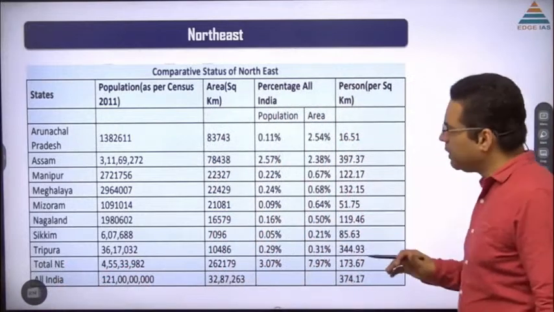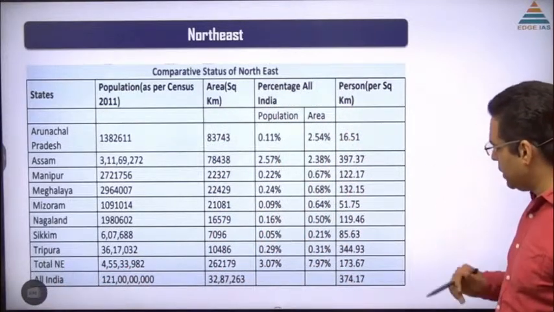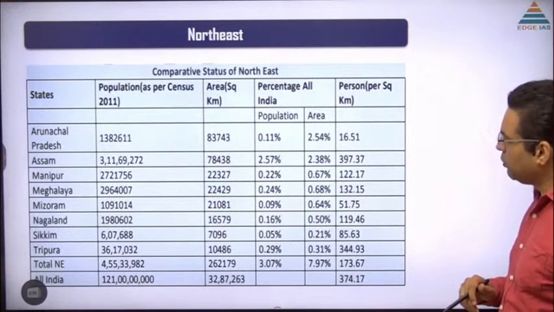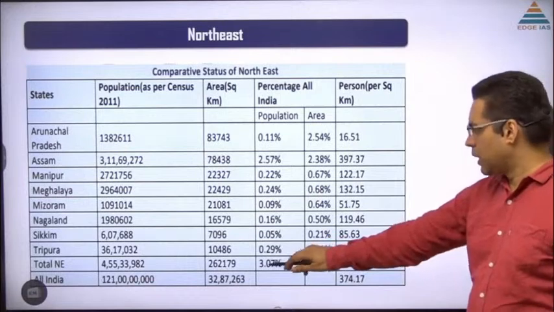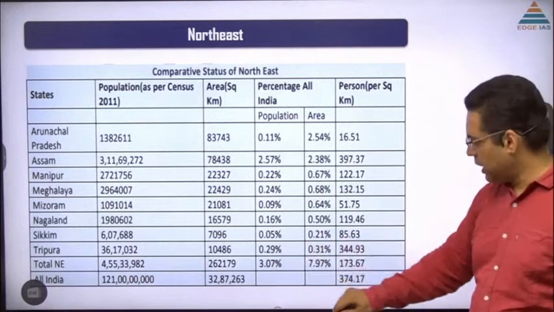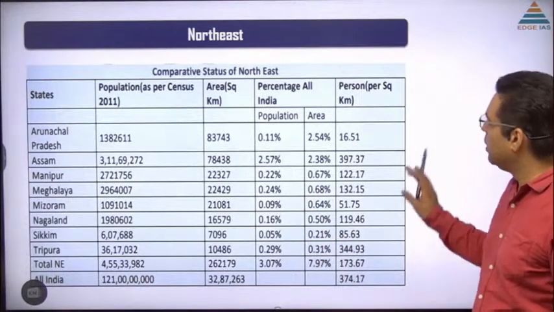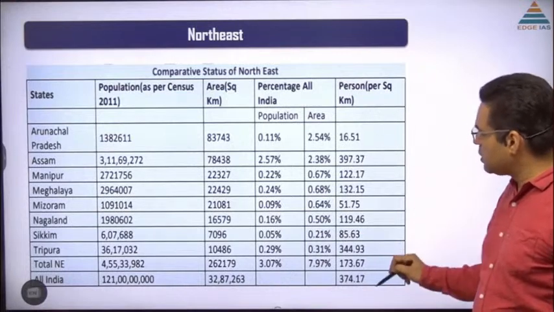This is as per the previous census. The data might have changed. Out of the total, you can see the population is around 4%, but earlier it was 3%, right? As per the last census data. Population density is also less.